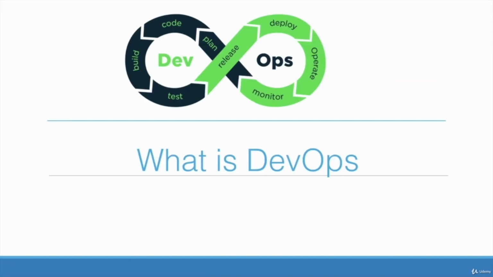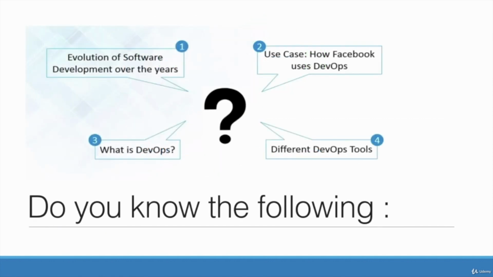About what is DevOps and what are the DevOps tool sets. So we are going to cover these few topics in this particular lecture. We will learn why we follow the DevOps practices, right? And what is the benefit of the DevOps practices. So first, we will learn about the evolution of software development over the years. Then we will discuss a use case history of Facebook which uses DevOps. Then we will learn what is DevOps, and at the end we will learn about the different tool sets which are used for DevOps. So let's start.